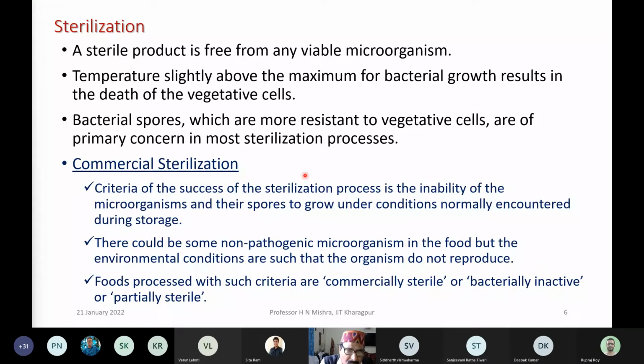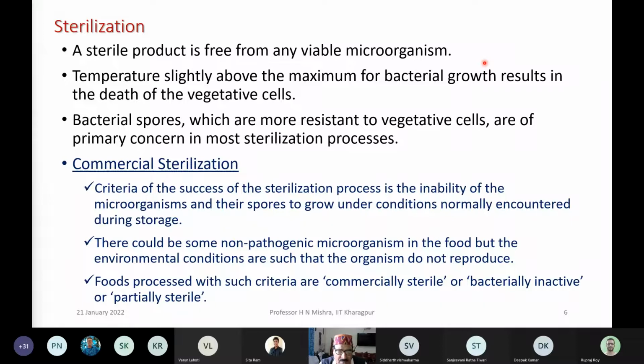Now we'll come to sterilization. Okay. A sterile product is free from any viable microorganism. If you say that this food is sterilized, it means that it doesn't contain any viable microorganism, viable meaning able to grow and multiply. So it should be free from any form of microorganism.